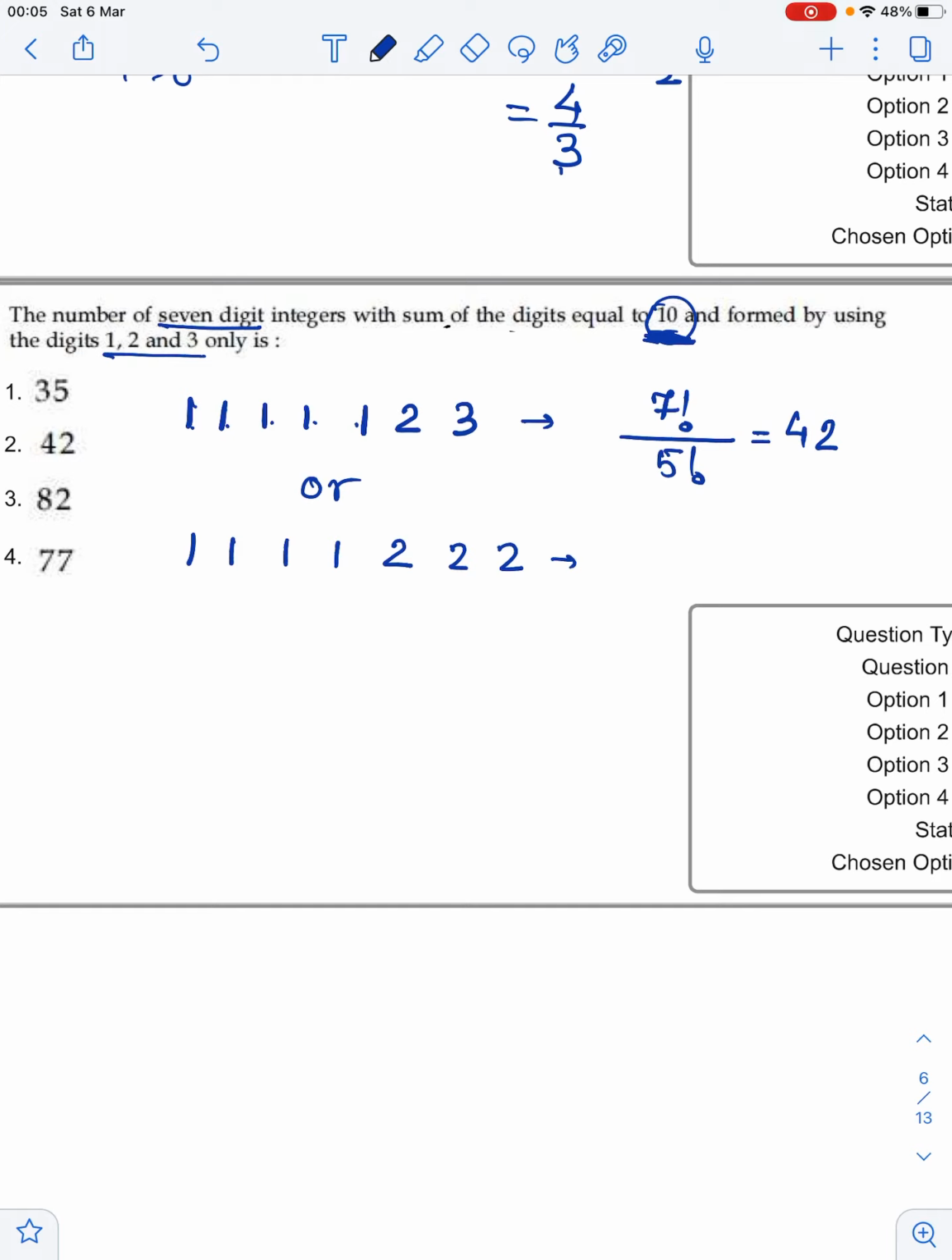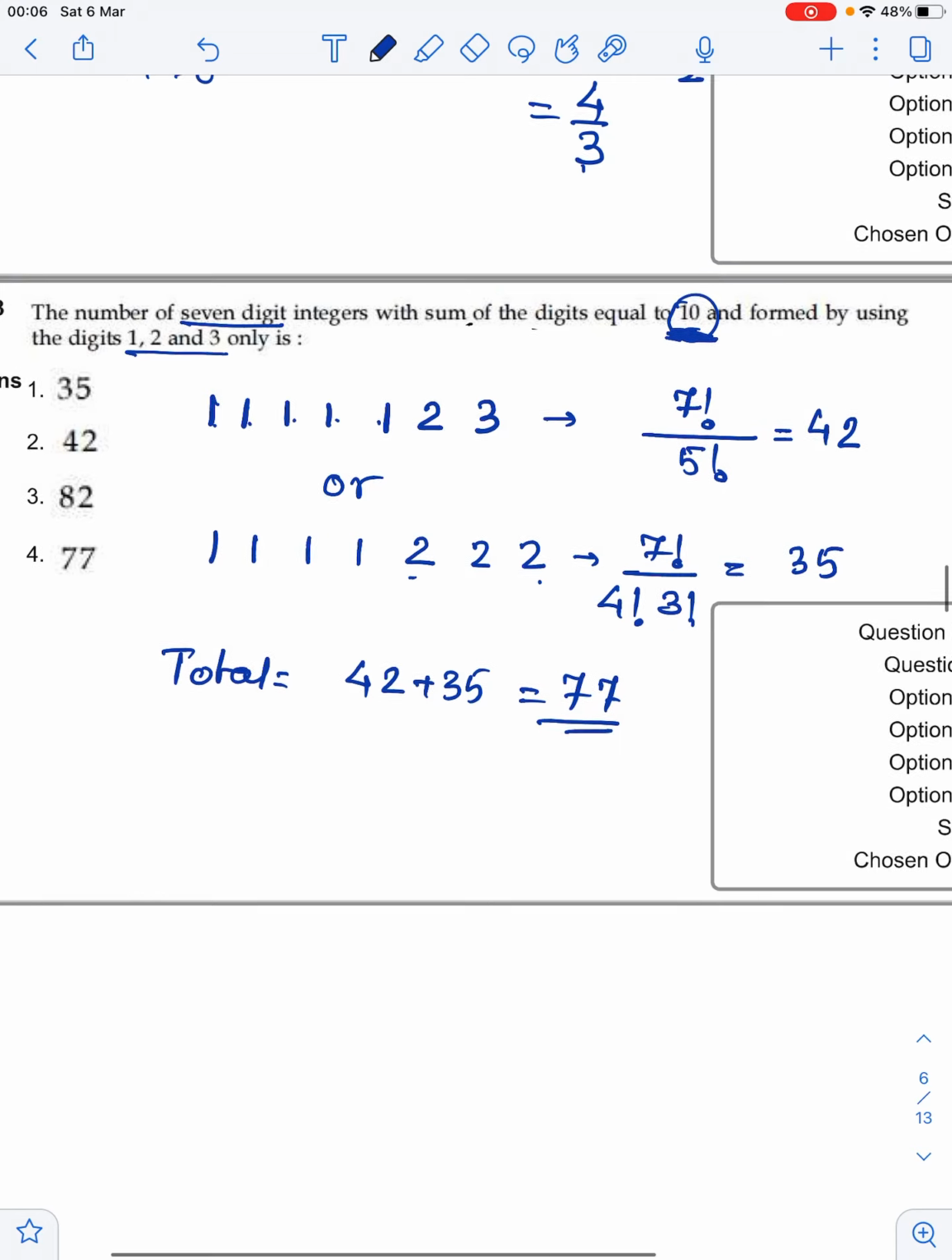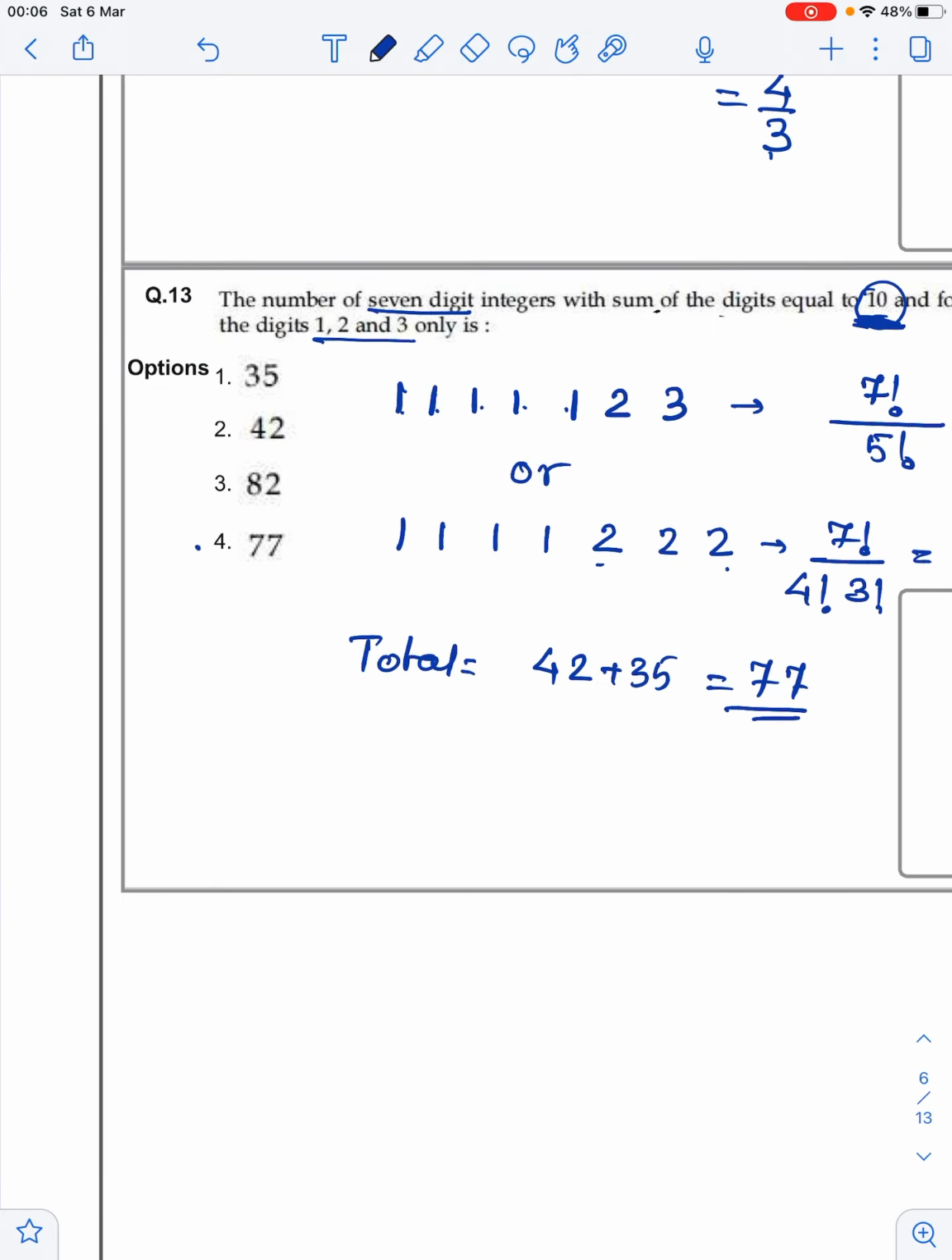So the arrangement is 7 factorial, and because 4 are identical, 4 factorial, and 3 times 2 are identical, so 3 factorial. So this comes out to be 35. So total numbers is 42 plus 35, which is equal to 77, the fourth option.